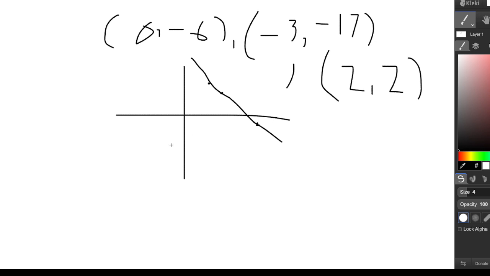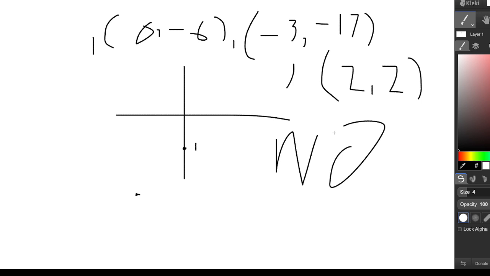Well, let's look at this. Just by looking at it, 0, -6. Let's say it's somewhere here. Not bad. 0, -6 would be here, right? So let's say this is point 1. Point 2 is -3, -17. So -3 would be here, and -17 would be way down here. And 2, 2 would be somewhere around here. Just by looking at it, you can tell they aren't the same. Hence, you can find the slope and all, but no. These points are not collinear. So the answer, I know I got rid of one of the points, but the answer is no.